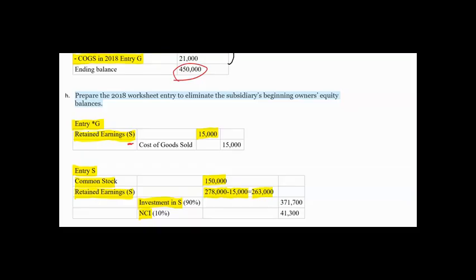Alright, so that's the two equity accounts, and then we're going to allocate 90% of the total debit to the investment account and allocate 10% to the non-controlling interest. Alright, so that's that.